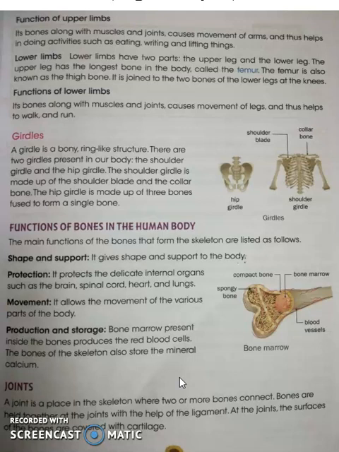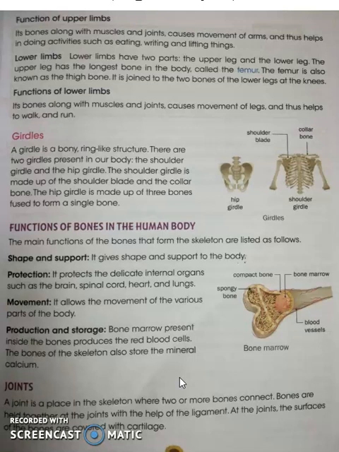In today's lecture, we are going to study joints. So firstly, what are joints? A joint is a place in the skeleton where two or more bones are connected. Bones connect to form a place called a joint. Thus, joints are helpful to keep the bones connected. The bones are held together at the joint with the help of ligaments.